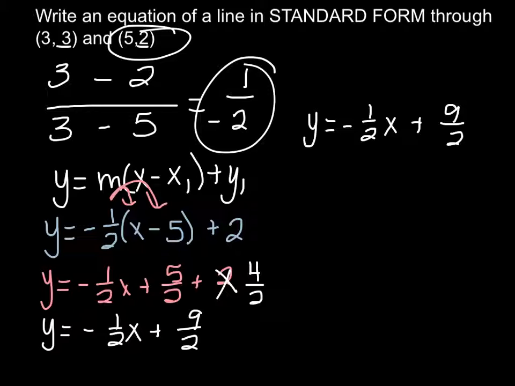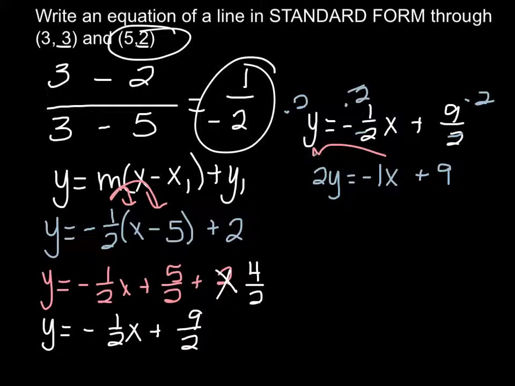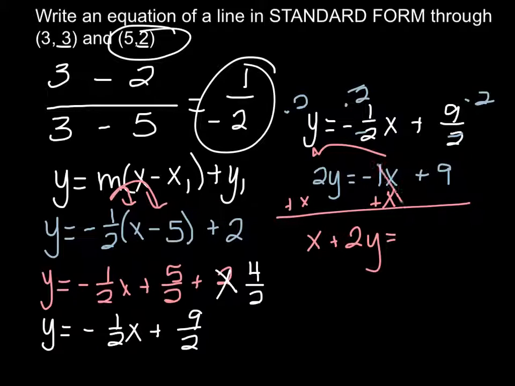Now I could change this to decimals, but I'd prefer to work with them as is, because now what I have to do is clear my fractions. If I multiply this by 2, this by 2, and this by 2, then I have 2y equals, the 2's cancel, negative 1x, the 2's cancel, plus 9. Last step is I need to move this over here, so I'm going to add an x. So I have x plus 2y equals, that piece cancels, and it equals 9. There's my answer in standard form.